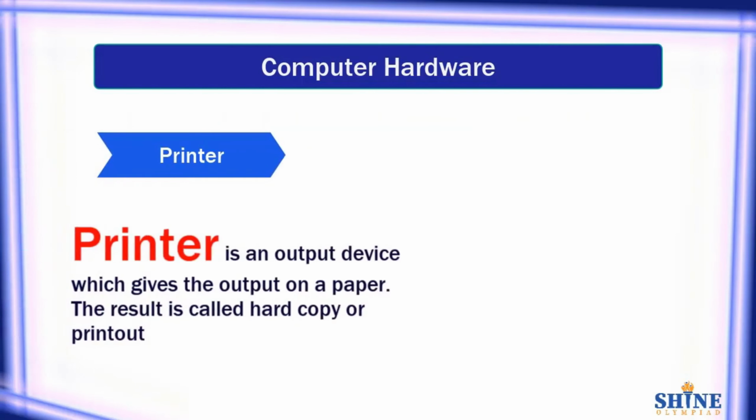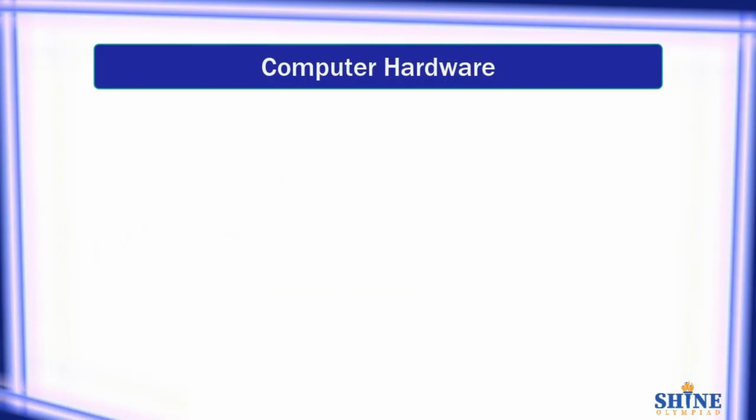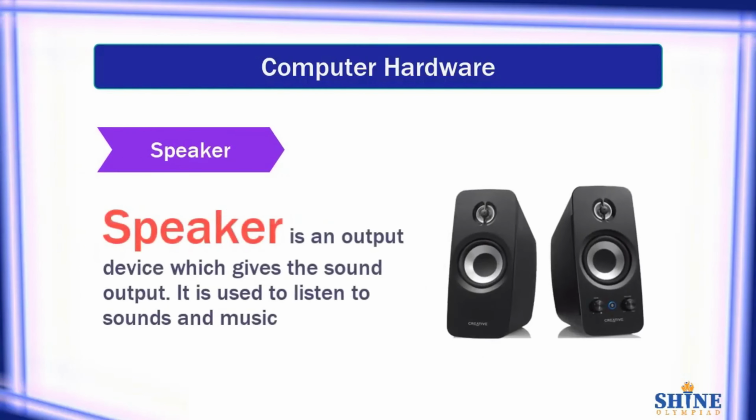Printer. Printer is an output device which gives the output on a paper. The result is called hard copy or printout. Speaker. Speaker is an output device which gives the sound output. It is used to listen to sounds and music.